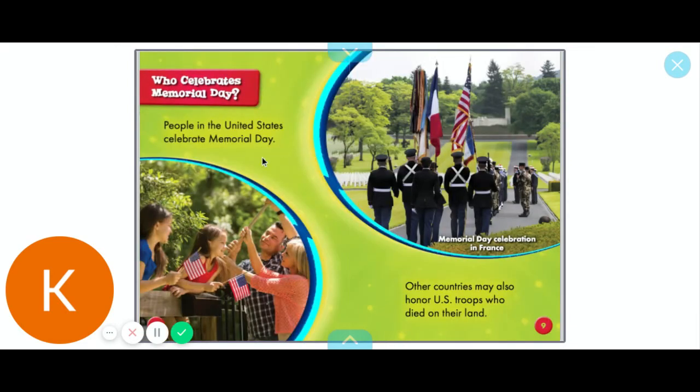People in the United States celebrate Memorial Day. Other countries may also honor U.S. troops who died on their land. And this is a picture here of a memorial celebration that's taking place in the country of France.